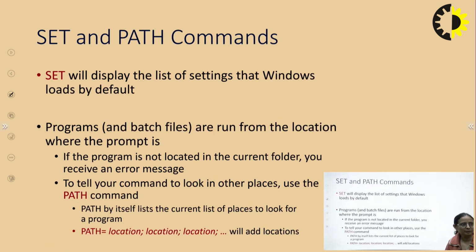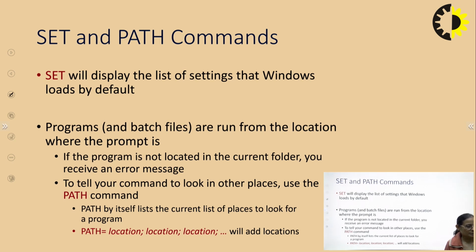Set and path commands are for system variables. If I want to set the system variables, I will use the command set. It will display the list of settings that Windows loads by default. Programs and batch files are run from the location where the prompt is. If the program is not located in the current folder, you will receive an error. To tell your command to look in another place, use the path command.